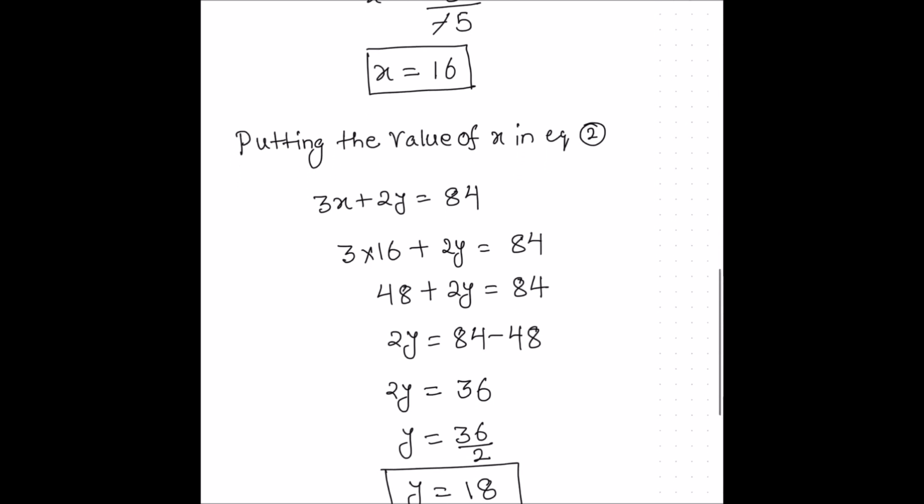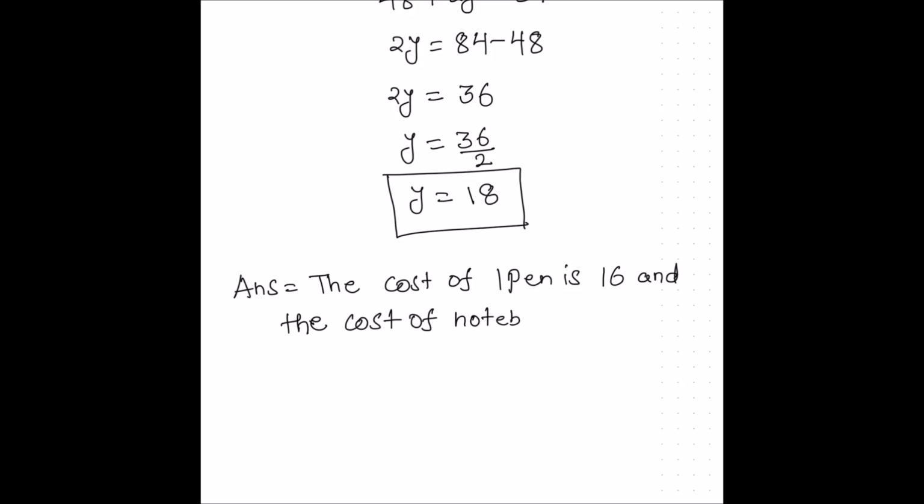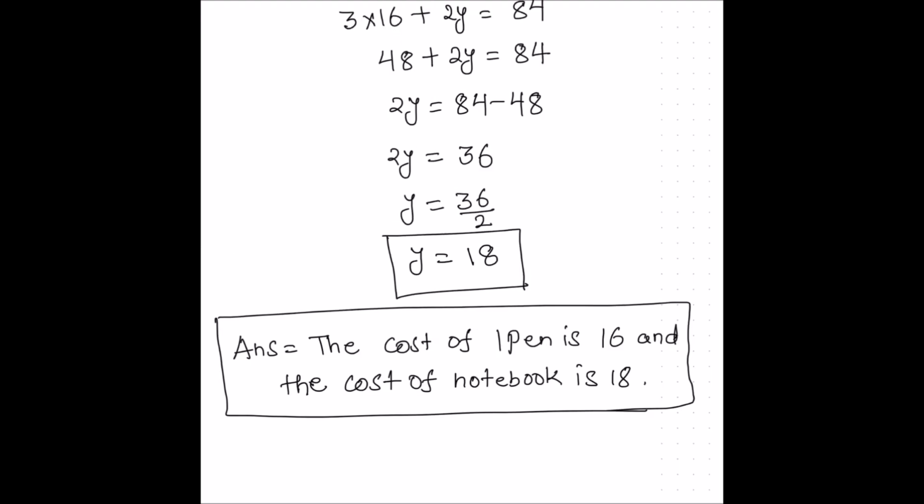So we got the cost of one notebook and one pen. Let's write our final answer. Our final answer will be the cost of one pen is 16 and the cost of notebook is 18. This is our final answer. We are going to box the answer. And this is how by using linear equations we can solve these kind of problems. Let's take a look at the solution once again.